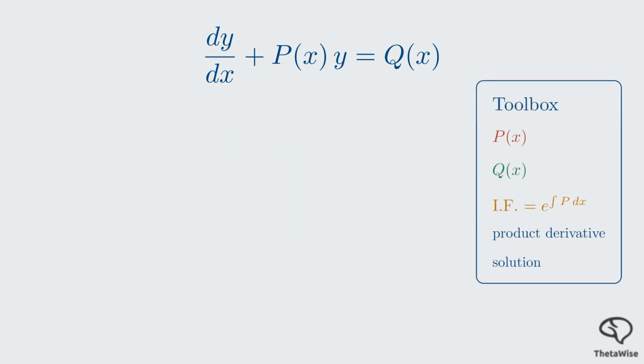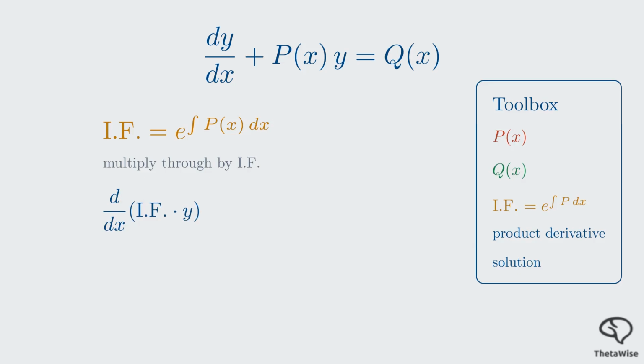The integrating factor is the tool that turns the left side into one product derivative. It is written IF equals e to the integral of p of x dx. Once the integrating factor is found, multiply the entire equation by it. The left side becomes the derivative of IF times y. Integrating gives IF times y equals the integral of q times IF dx plus c.